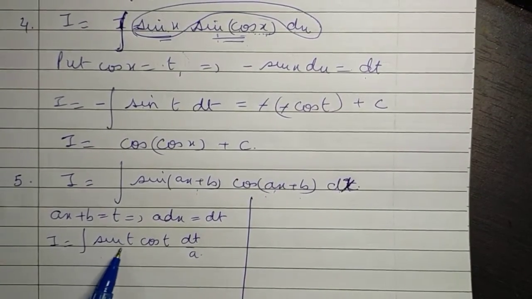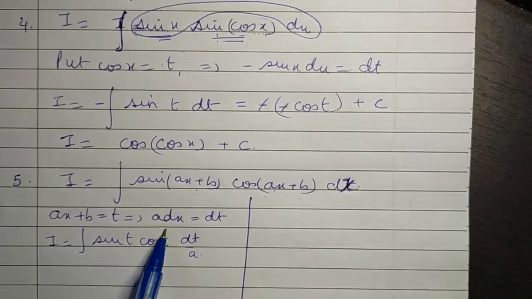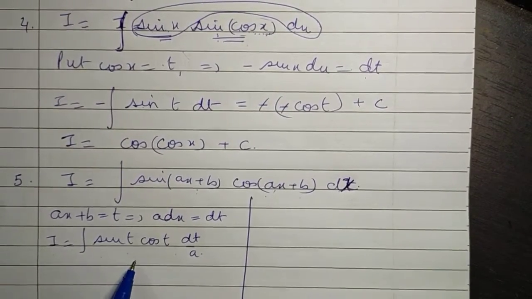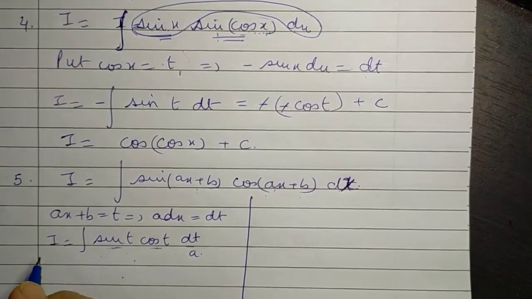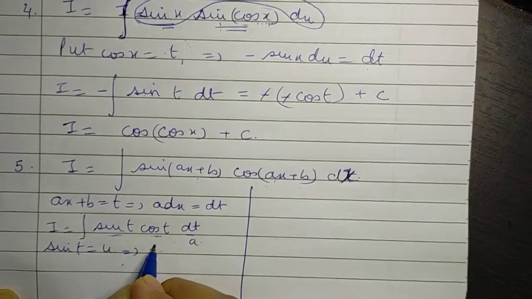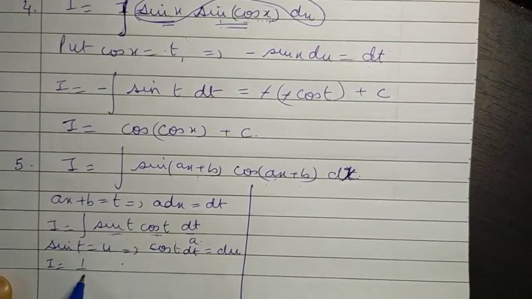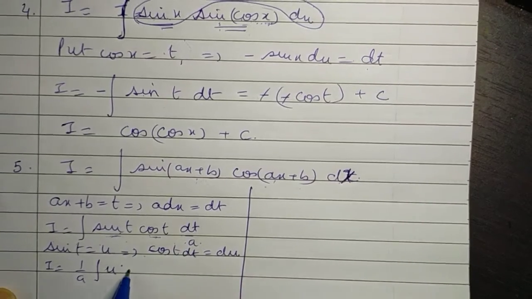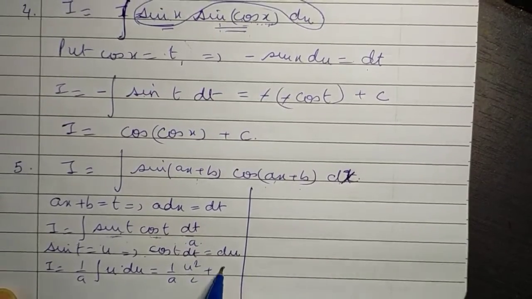Now either you replace this by sin 2t upon 2 and then do the needful, or we have to make a substitution again. So this involves substituting twice. We look for that function whose derivative is already present and assume it to be something else. So let us put sin t as u, so that we get cos t dt as du. So I becomes 1 upon a, which was already there, sin t is u, cos t dt becomes du. You solve it, you get 1 upon a into u squared by 2 plus c.